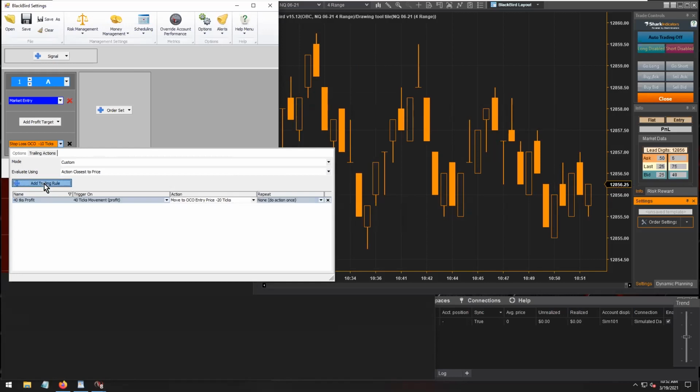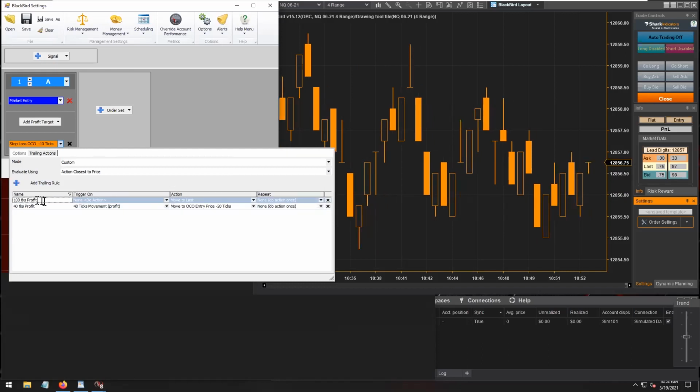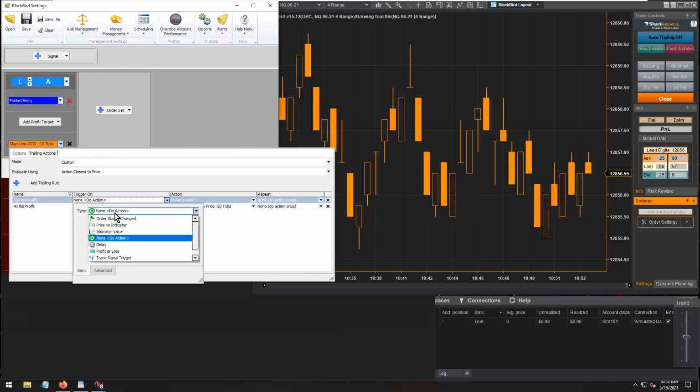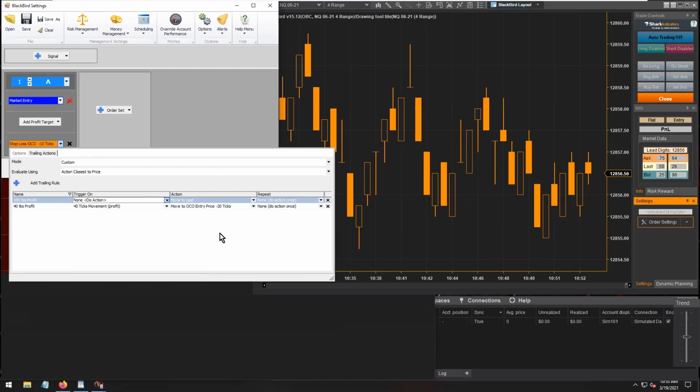And so now we'll create another trailing rule here. All right, so there we go. So at 100 ticks of profit, again, we're going to go into the trigger, and we're going to use our delay trigger and enable this ticks of movement. And this time we wanted it to be 70 ticks. Oh, I'm sorry, 100 ticks. Yeah, we're looking for 100 ticks of profit. So I'm getting ahead of myself here. That's looking for 100 ticks of profit.